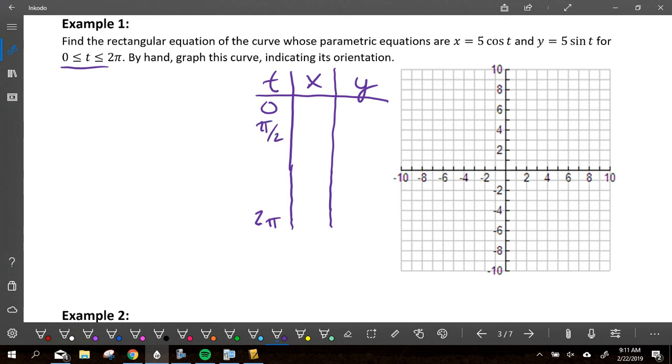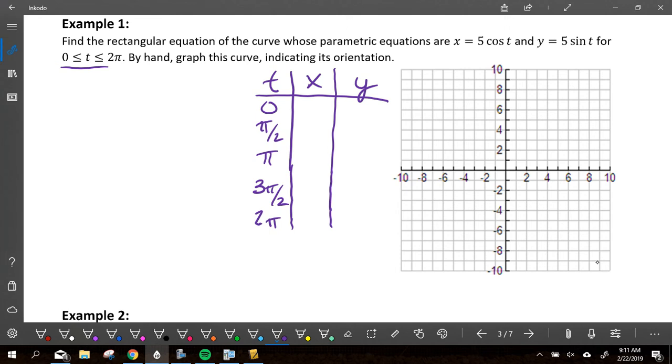If I wanted to get real accurate, pi over 4 would work, but pi over 2 would be pretty good. In addition to pi over 2, I could plug in pi, 3 pi over 2, and 2 pi. So that gets me 5 points. I'm going to have to be smart about what I'm graphing, but I'll use my calculator and make sure that what I have is enough. Cool.